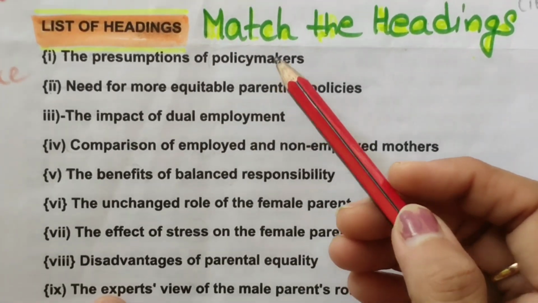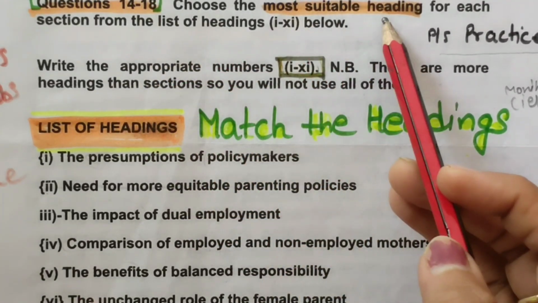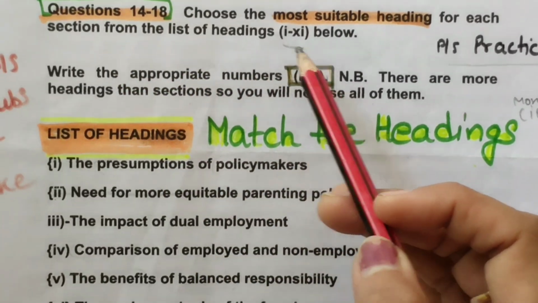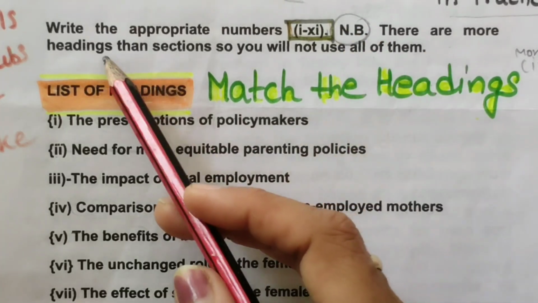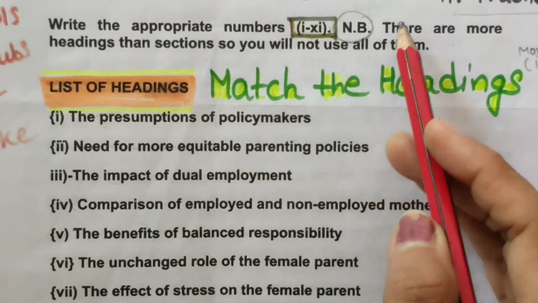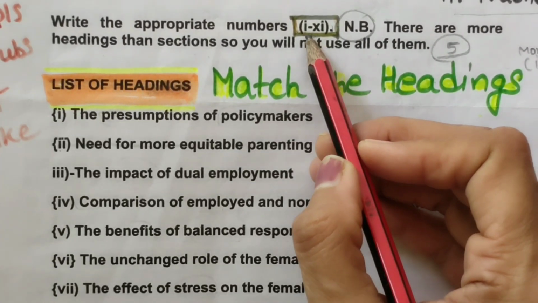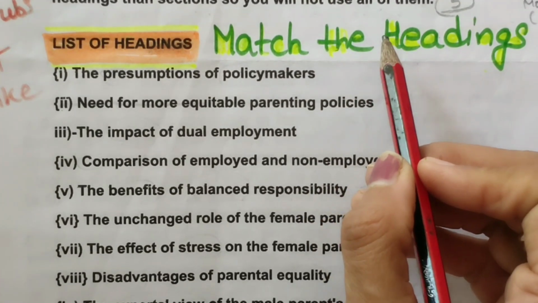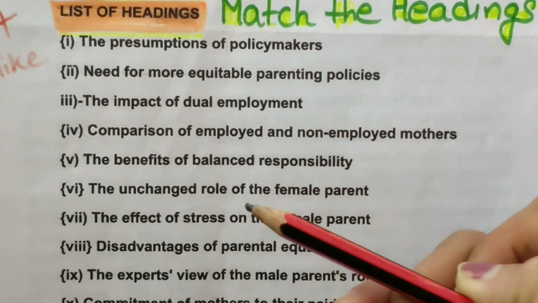Of course, first you read the instructions. Choose the most suitable heading for each section from the list of headings 1 to 11. Write the appropriate numbers. NB: there are more headings than sections, so you will not use all of them. It means there are 5 sections, meaning 5 paragraphs, and for them 11 options. Everything will not come, so carefully we have to choose a heading for each paragraph.